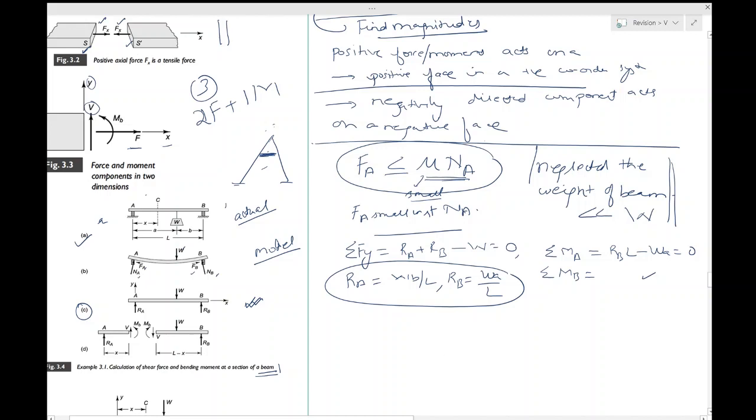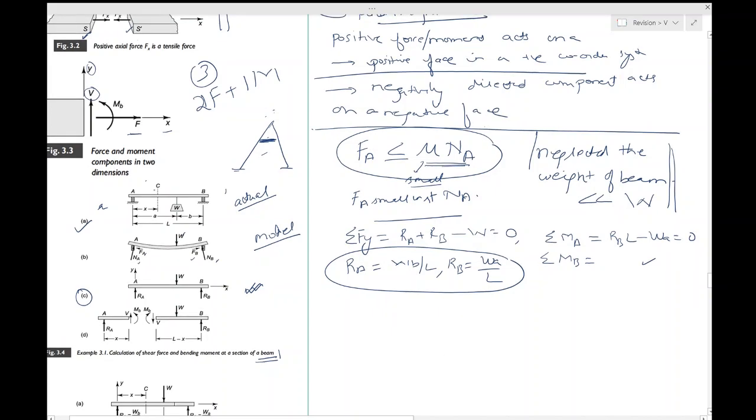Now again, recall the objective is to find the forces and moments at this cross section C. So what you would do now is cut this cross section at C, which is the point of interest, and then you will proceed.